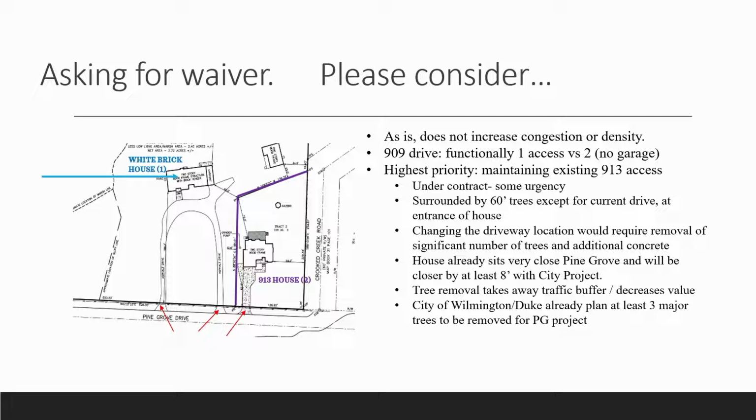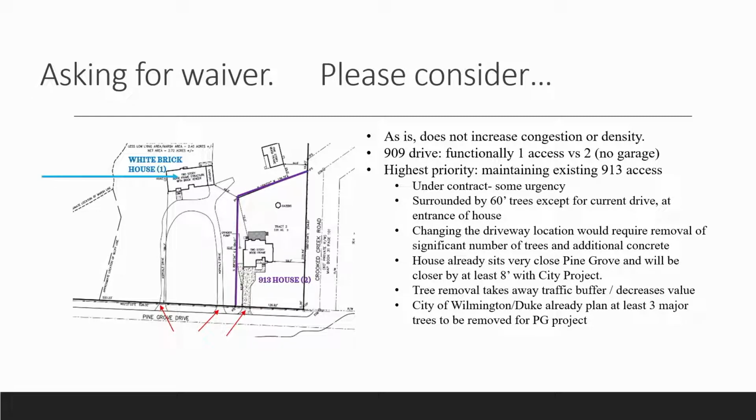We did talk to Crooked Creek about possibly accessing from the other side and cutting down trees, and they were not amenable. As you can imagine, a homeowners association for a subdivision doesn't really want to help somebody else that's trying to encroach on their subdivision.